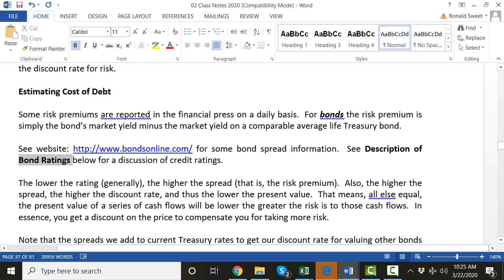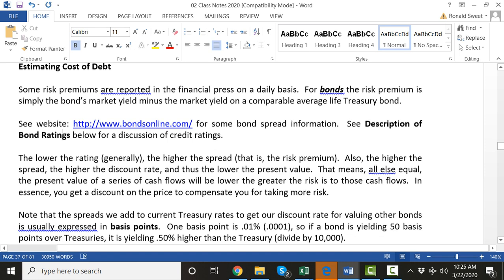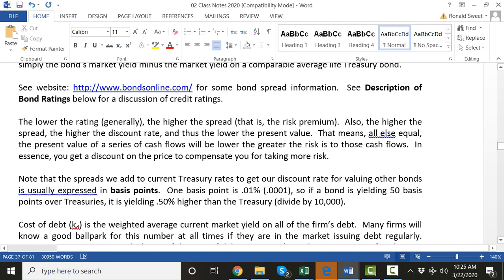You reference the bond ratings on your paper 1 and in exam 1, so I won't go through those again, but AAA, very highly rated, single B, triple C, very lowly rated. So lower rated bonds are going to have a higher risk premium. We call that a spread. So the risk premium for bonds in the bond market is called a spread.